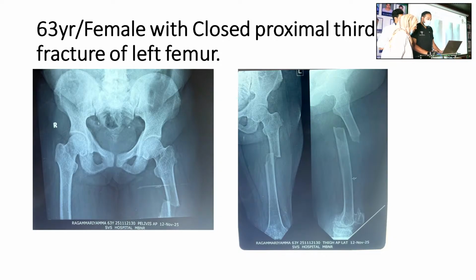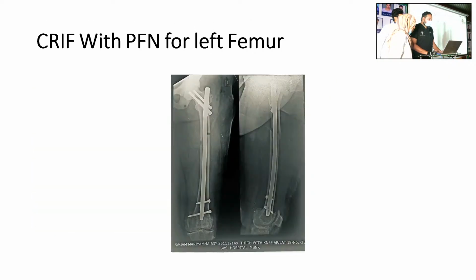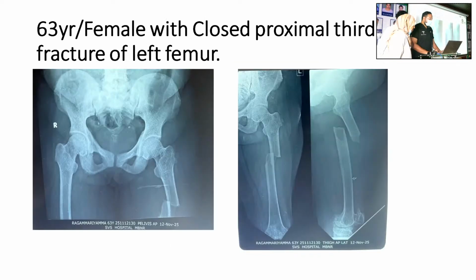A 63-year-old female with closed proximal third shaft fracture of the left femur, sir. We have done closed reduction with long PFN for the left femur. We have tried docking, sir, in this, but the fracture is oblique.